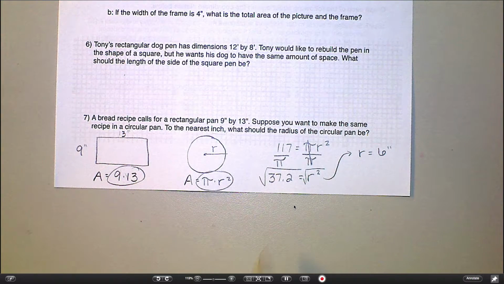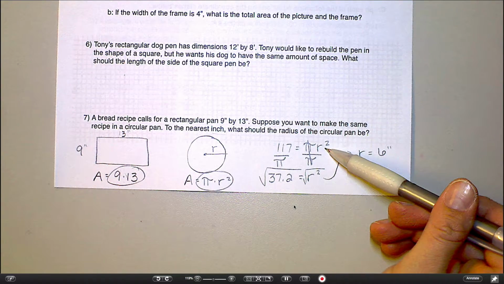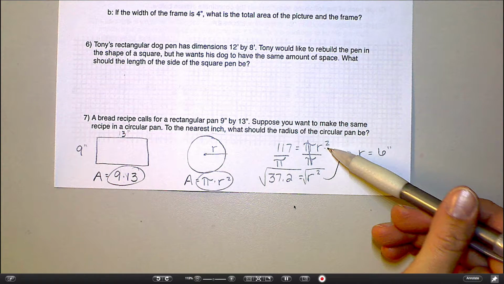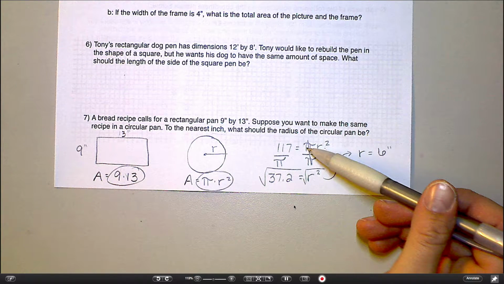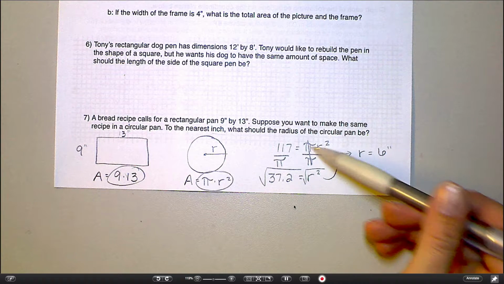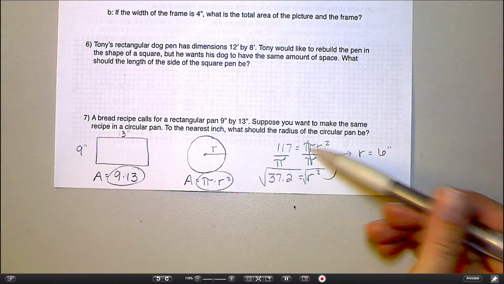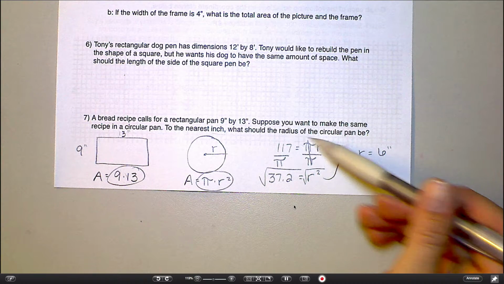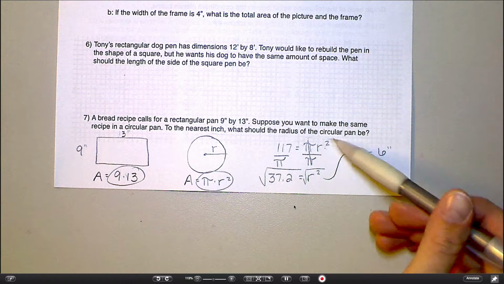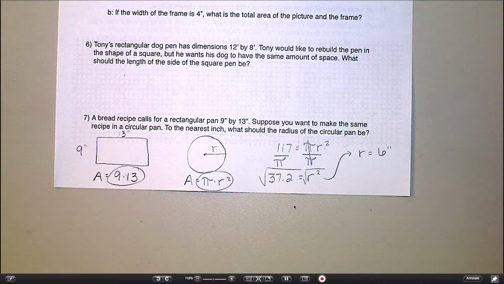I have some people with a problem like this that want to do the square root right away. The problem with that is the pi is not being squared. The r is being squared, but not the pi. So I don't want to take a square root of the pi. I only want to take a square root of the r squared. So before I can take a square root, I need to get rid of the pi. And that's why I divided by the pi first. Good? Does that make sense?